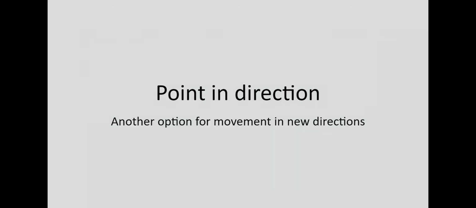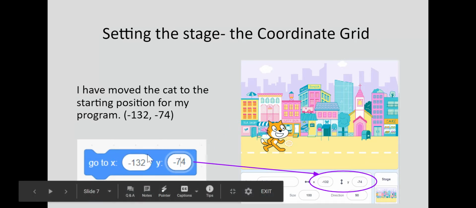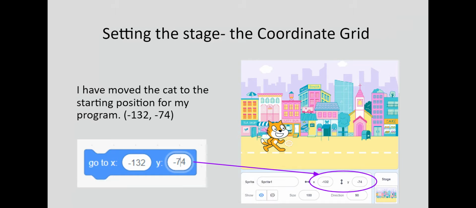Now we're going to take a quick look at point in direction. I've moved my cat to the starting position for my program. So I'm going to actually get out a block that says go to, and then the starting location, which here is negative 132, negative 74. And I'm going to keep that block available, and I'm going to put it at the start of my program so my cat's always in the right place when I start the program.